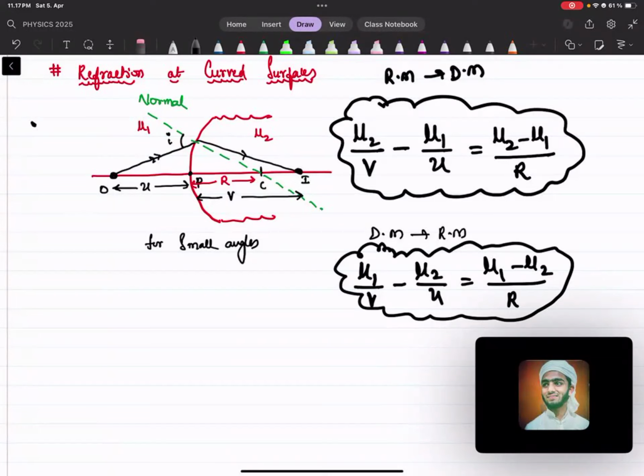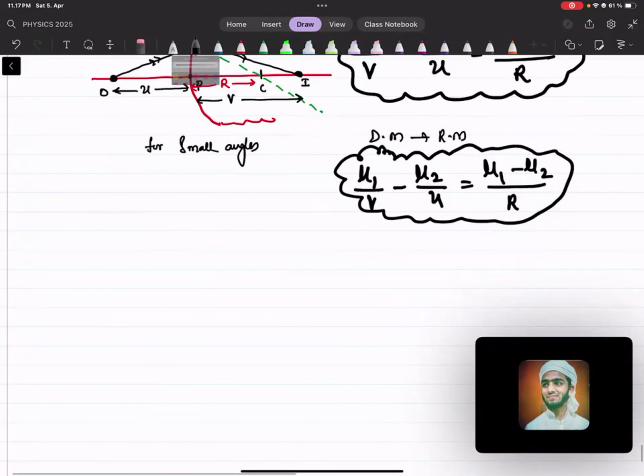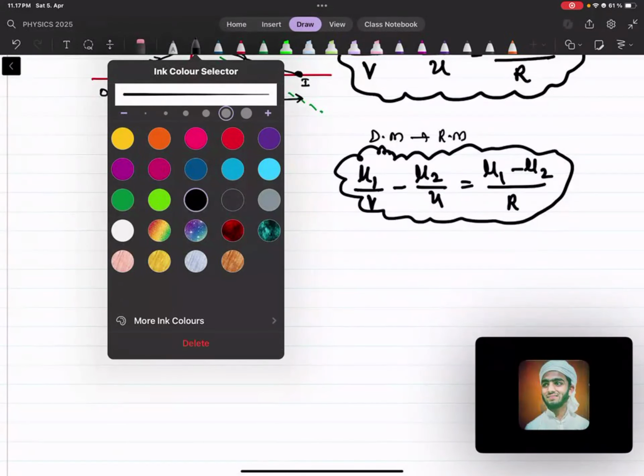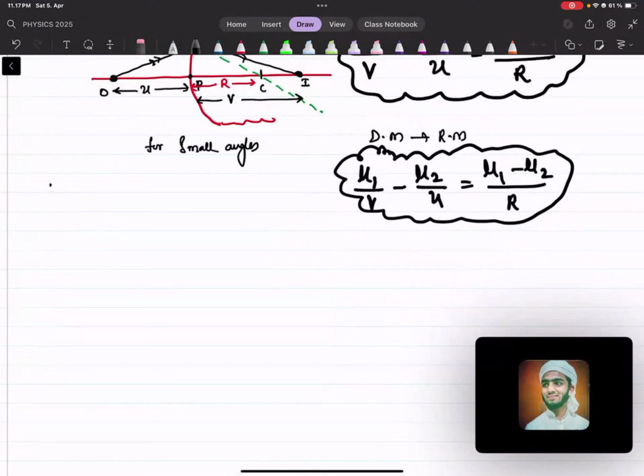Yes, sir. Then how do you calculate the magnification in this one? The magnification in terms of the spherical surface is given by the formula. Remember, m is equal to size of image divided by size of object is equal to mu1 into V divided by mu2 into U. This is the magnification. Mu1 divided by mu2 into V by U.